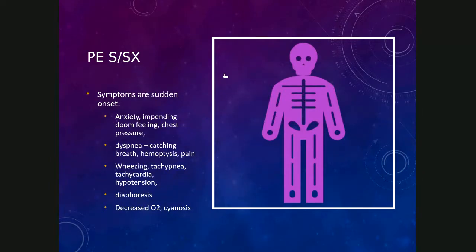So signs and symptoms of a pulmonary embolism. Your patient will tell you, or will just out of nowhere have anxiety, and it'll be noticeable anxiety, and they will tell you something is not right, and they will have pressure in their chest. It's oftentimes confused, or you can say a differential diagnosis would be a heart attack, okay? They have difficulty catching their breath. They have hemoptysis, and they have pain. There's wheezing, tachypnea, tachycardia, a drop in blood pressure. They're going to start sweating. You're going to notice dropped O2 levels, and they're going to start turning blue, okay?